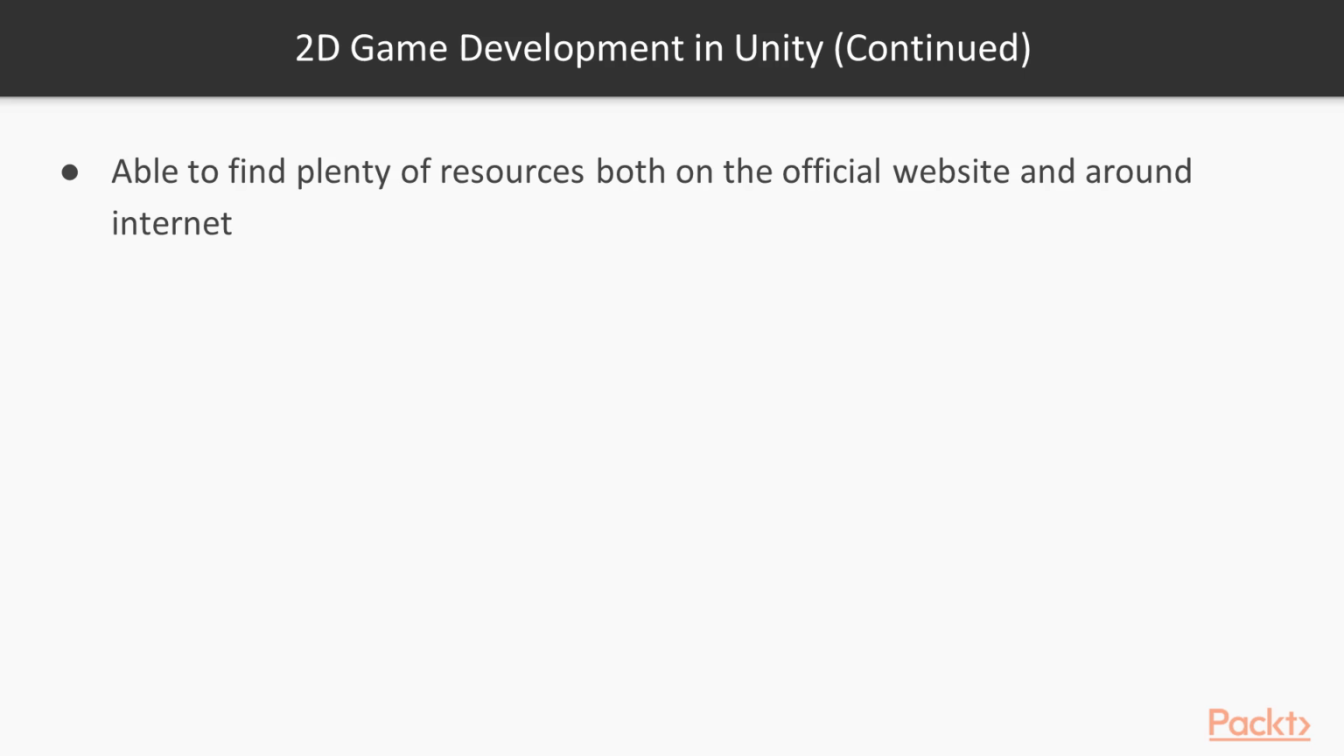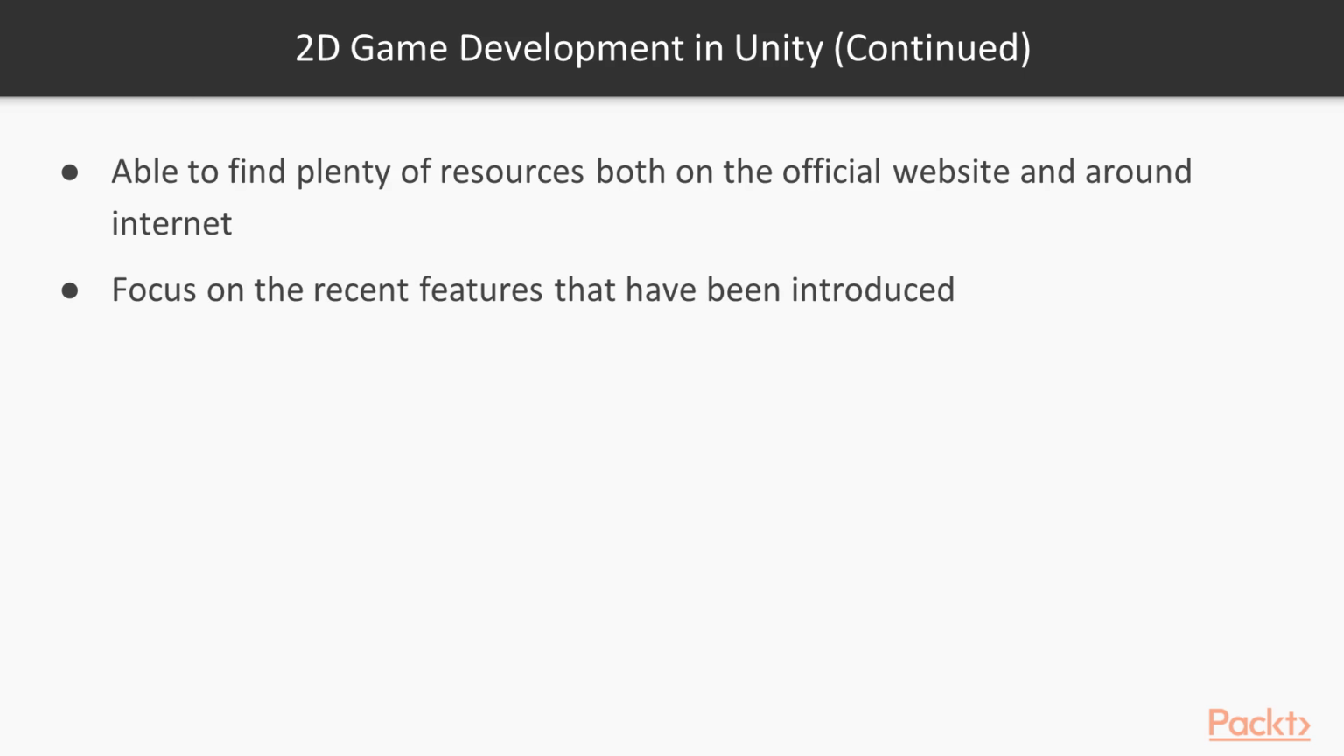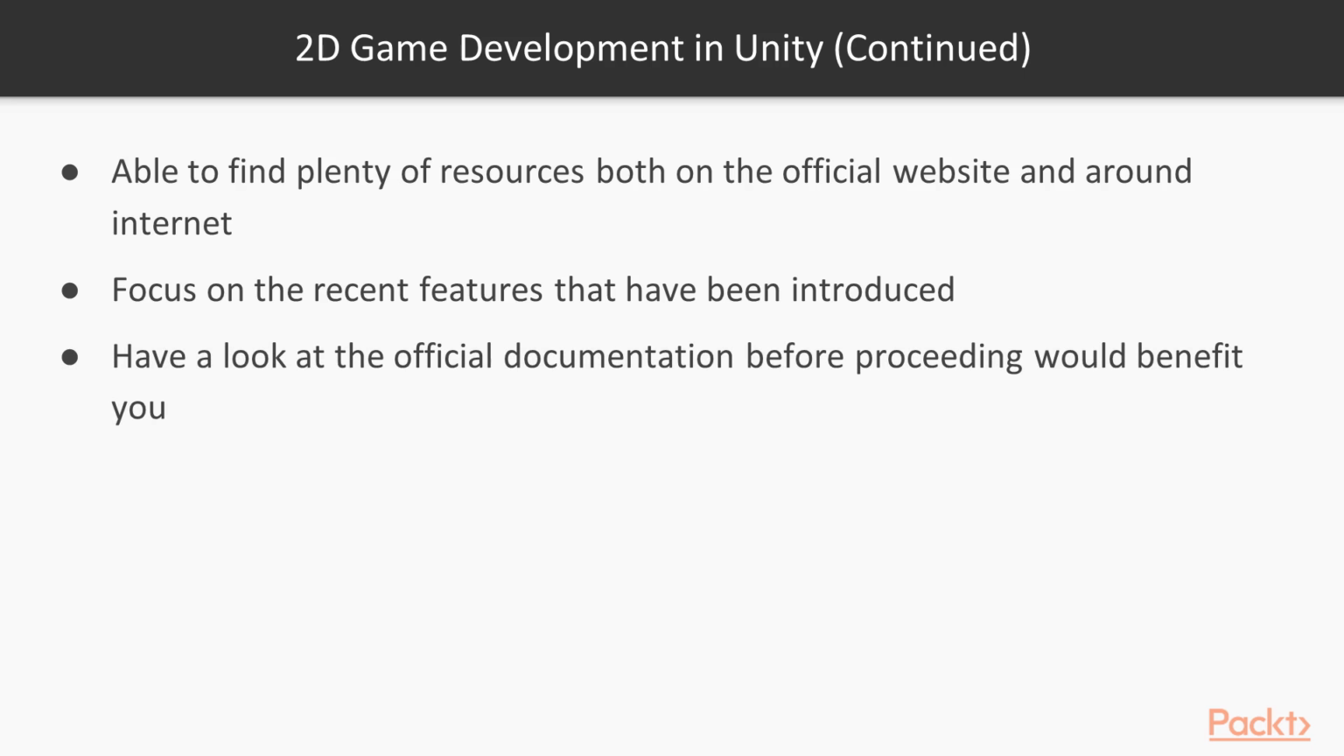Since there is a large amount of features, we cannot really cover everything in this video course, so we need to focus on something in particular. And of course, we are going to deal with the recent features that have been introduced in the latest version of Unity. I will assume that you are a little bit familiar with 2D concepts, such as what a sprite is. If you're not, do not worry, you can still follow along with this section, but I would strongly suggest you have a glance at the official documentation before moving on, because this would greatly benefit you.